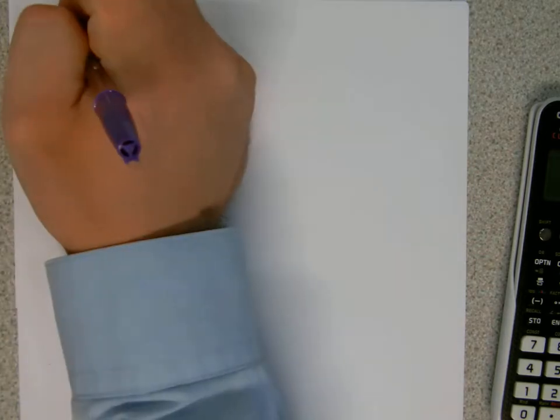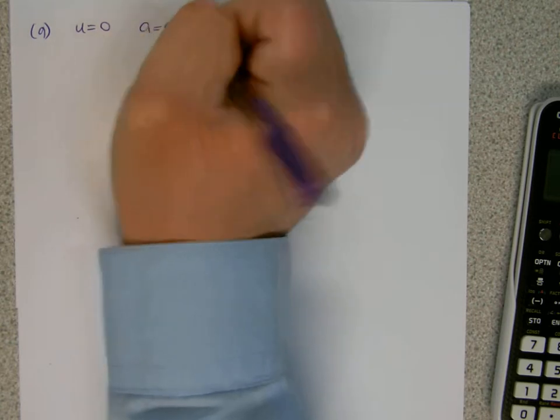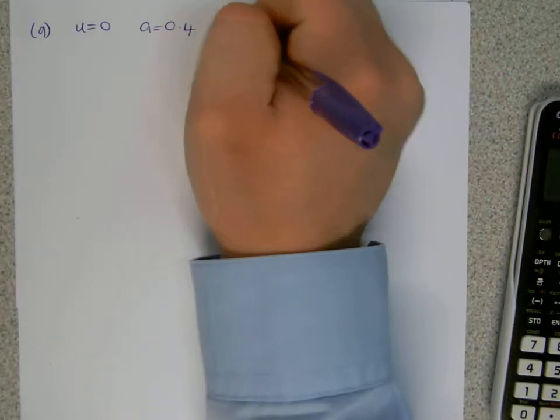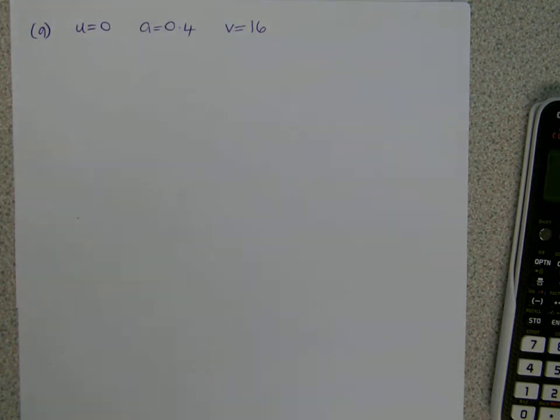Right, so in this question, part A, we're asked to calculate the time for accelerating this train, and we're told that it starts from rest. So in other words, the initial velocity is 0, okay? We're also told it accelerates at a uniform rate of 0.4 meters per second squared, until it reaches a speed of 16 meters per second. So the final velocity will be 16 following this acceleration of 0.4.